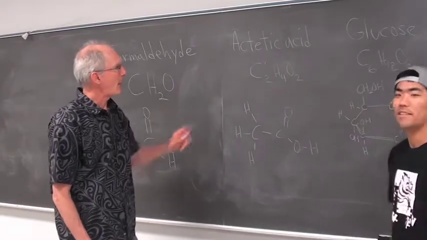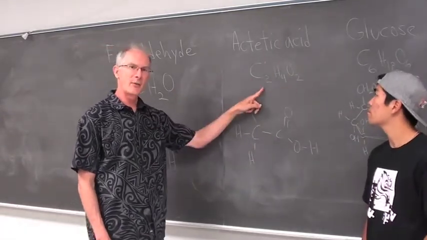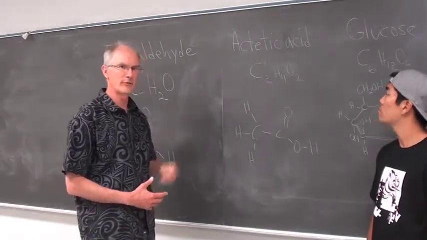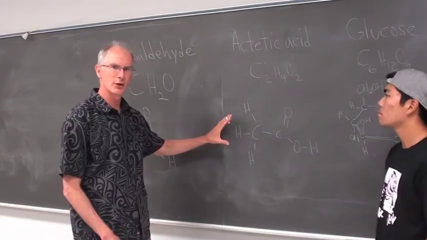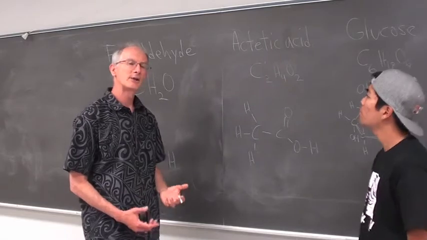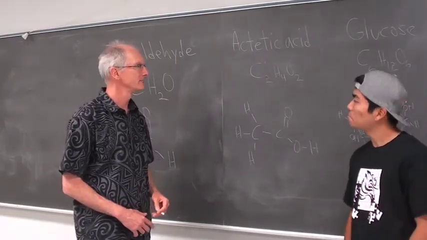The second compound, acetic acid, C2H4O2. If you divide these all by 2, you get CH2O. Same empirical formula, but different molecular formula. And this is the structure of acetic acid. Acetic acid is the main component of vinegar, and so while I like it on my salads, I don't think I'm going to order straight acetic acid.